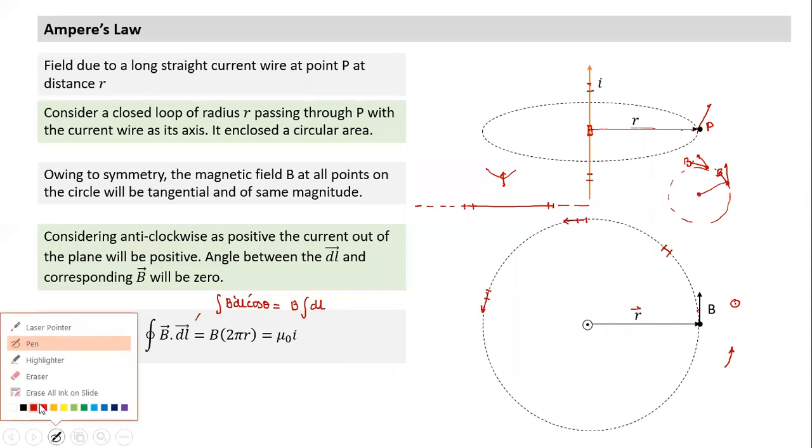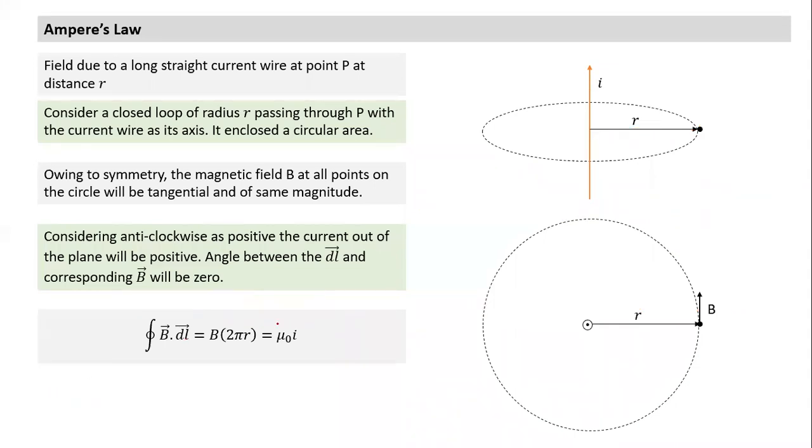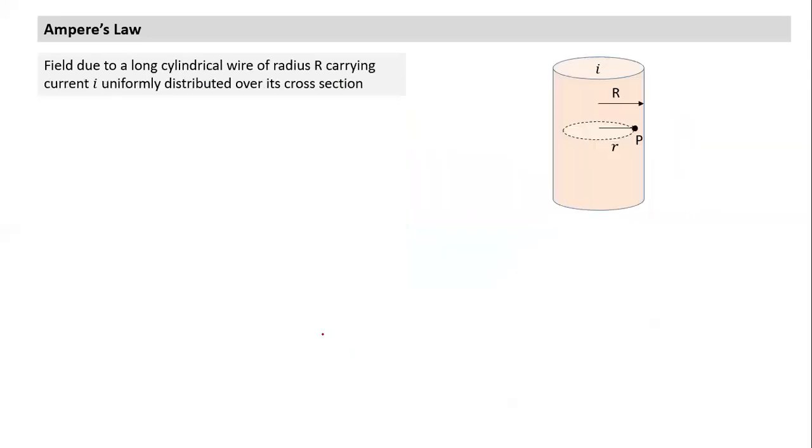So basically we can conclude this. This is tangential, so we calculate, and this formula we already know. What is the value of B we arrive at? We arrive at B equal to mu naught I by 2 pi r. What is more useful is cylindrical symmetry like this.